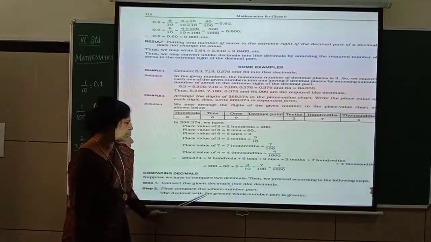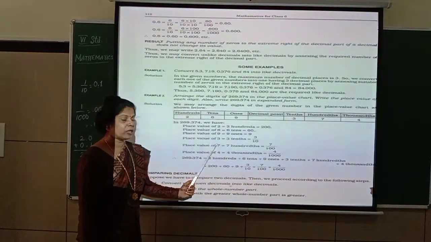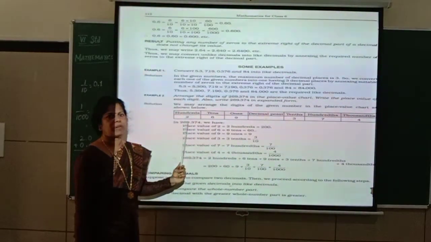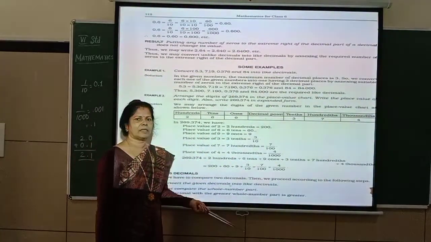First compare the whole number part. The decimal with the greater whole number part is greater. First you should see after the point how many maximum digits are there. That way you have to convert for every number. So what happens? That becomes like decimals.